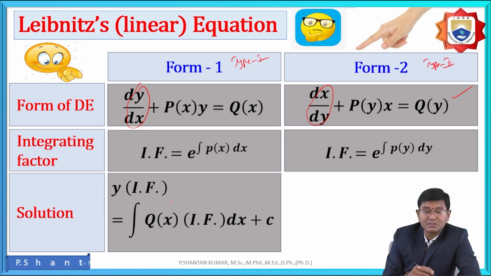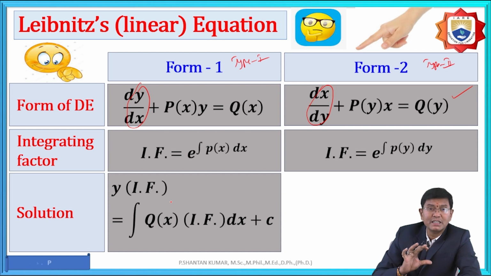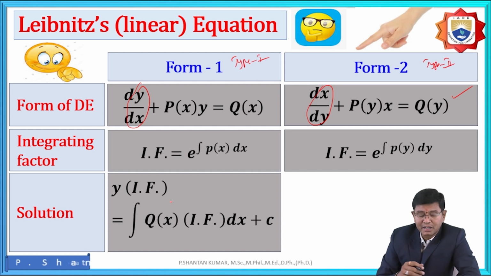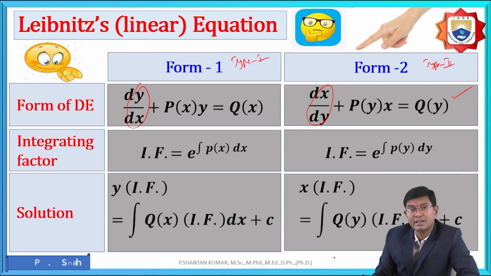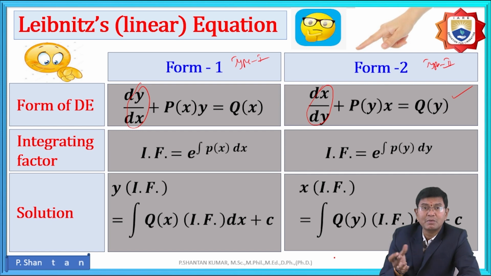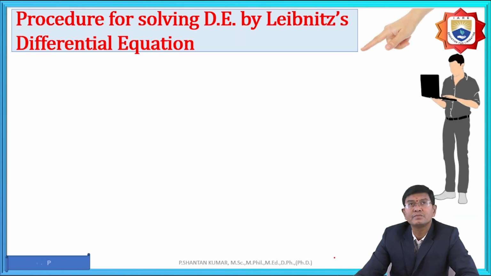Same like here also, in presence of y it is occurring x. That means interchanging y to x and x to y. And whereas in type 2, that is x into integrating factor is equal to integration of q of y into integrating factor into dy plus c. That is a reverse, like in presence of y to x and x to y. That is type 1 and also type 2.